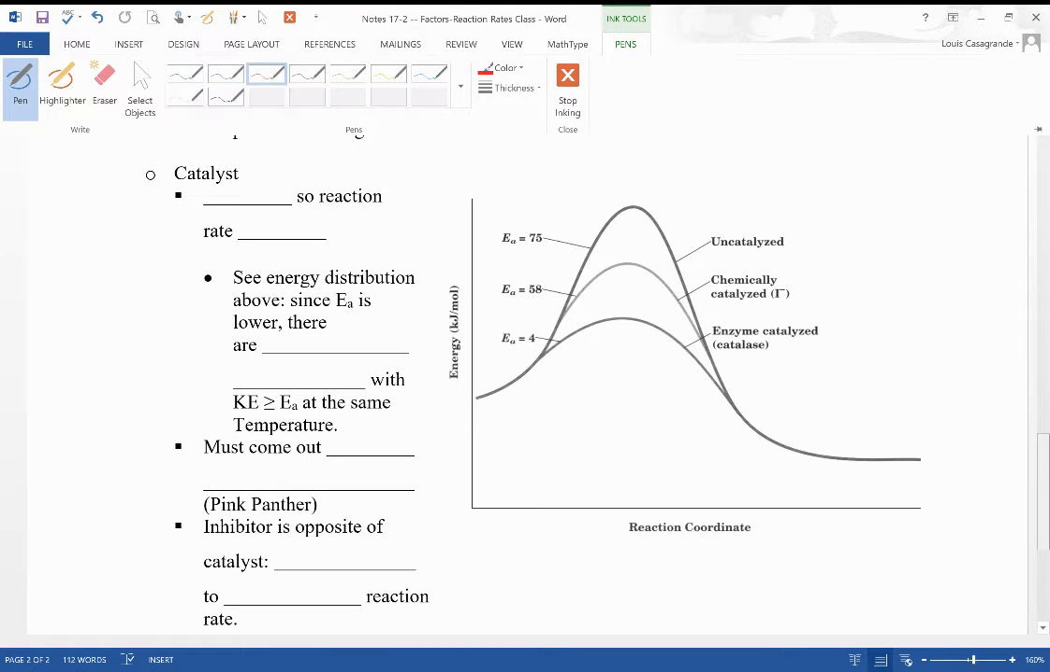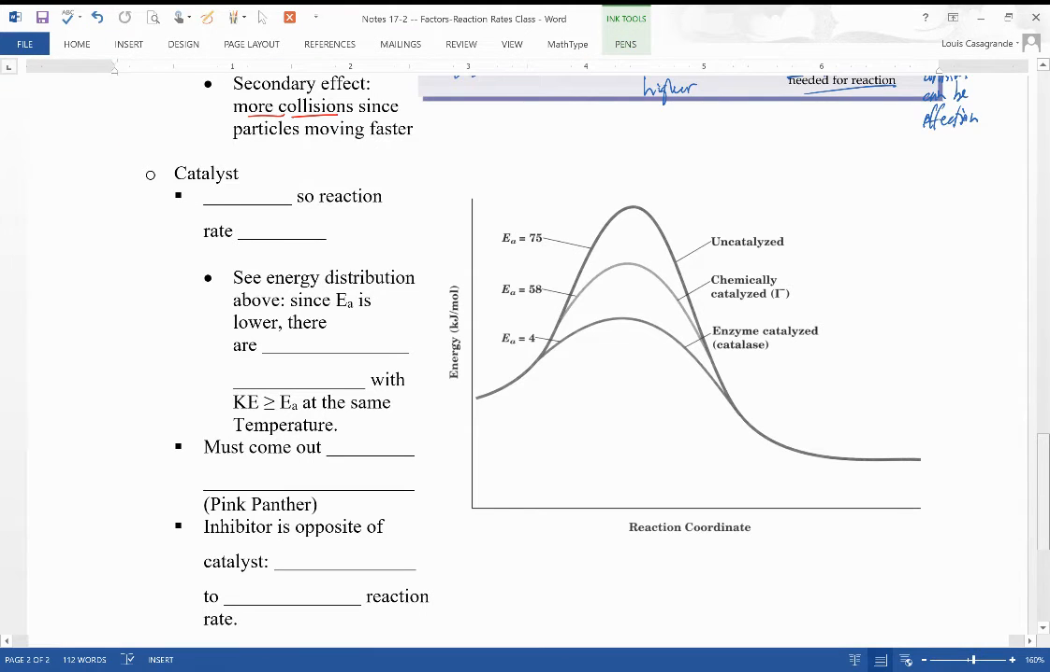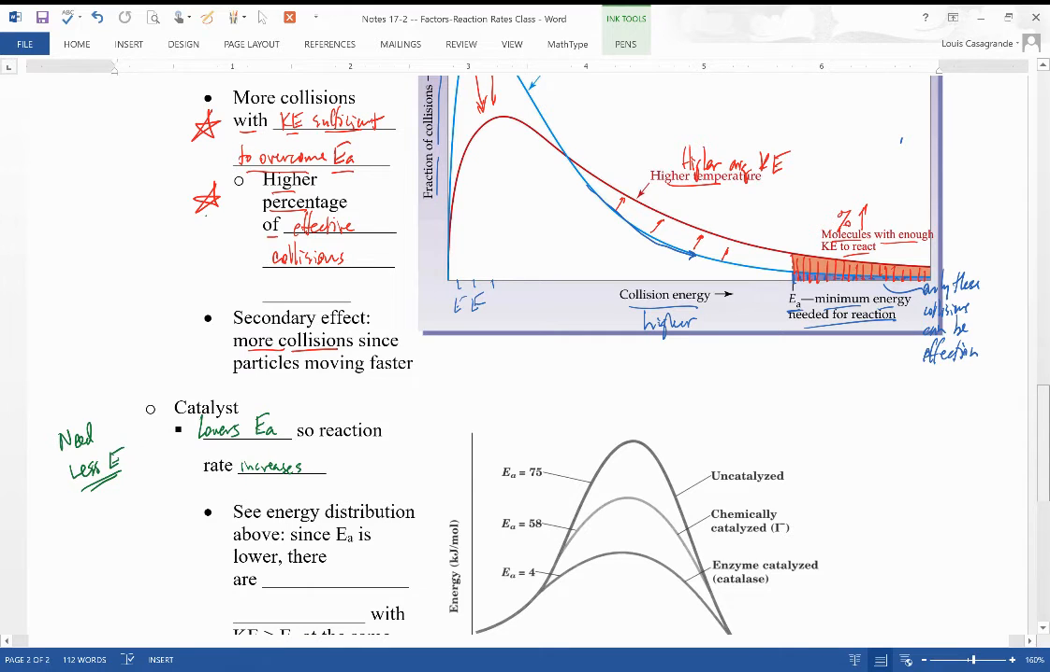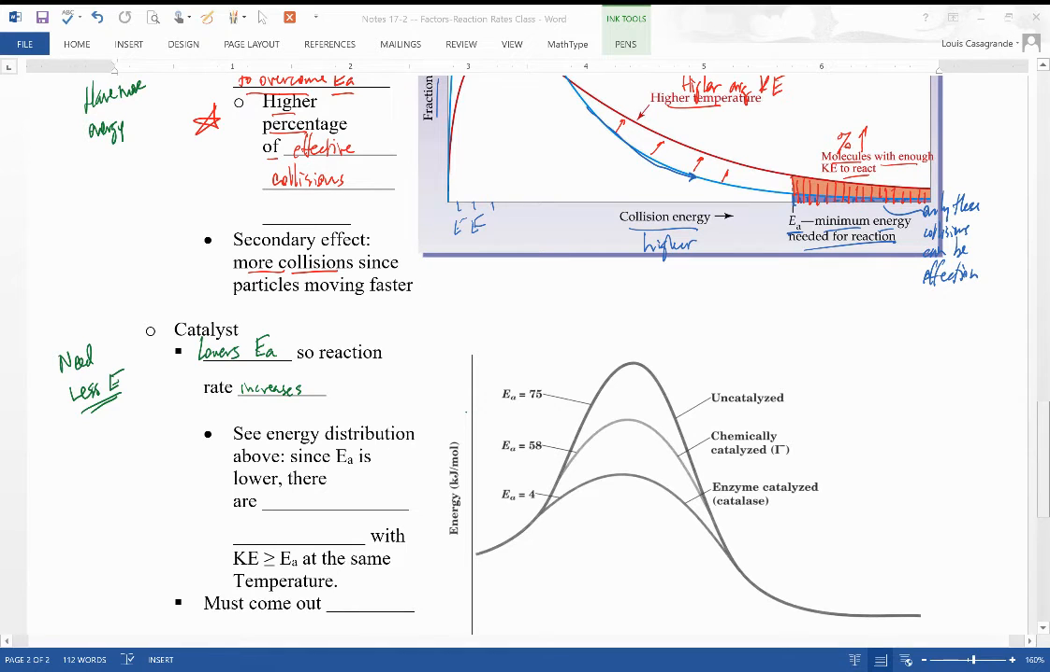Let's change over to another color because it doesn't change the temperature. It lowers the activation energy, E sub A. So the reaction rate increases. What's the difference? The difference here is that you need less energy. Whereas when you change the temperature, higher temperature, you have more energy. But they both achieve the same effect. And here's how they do it.